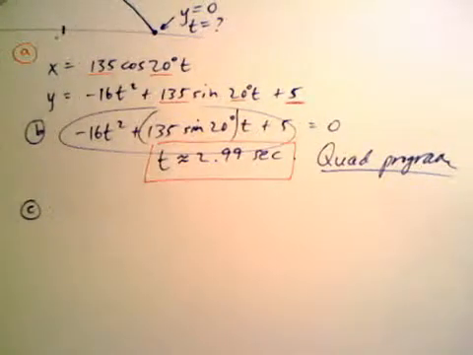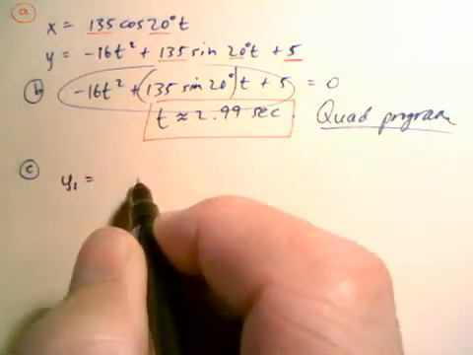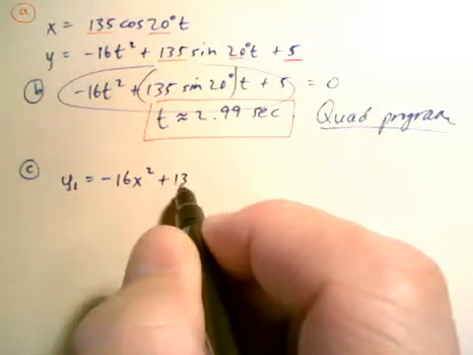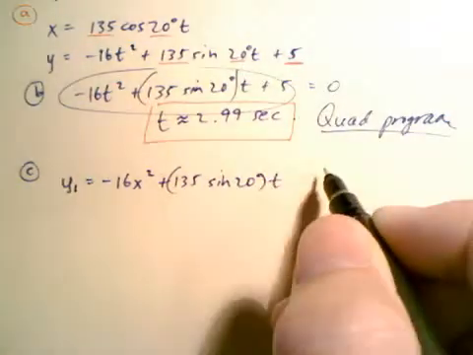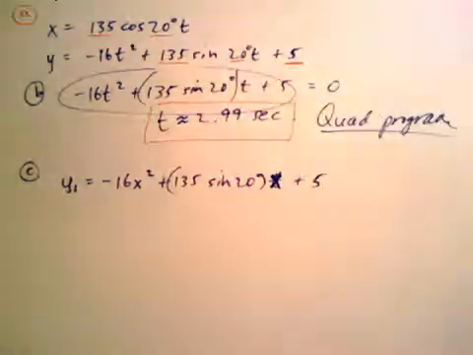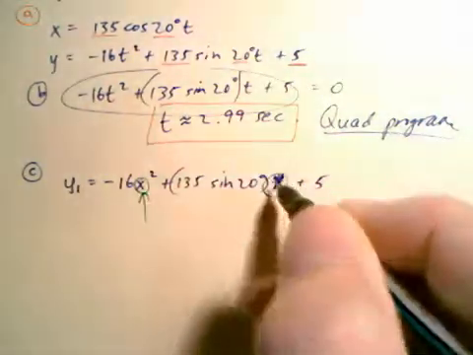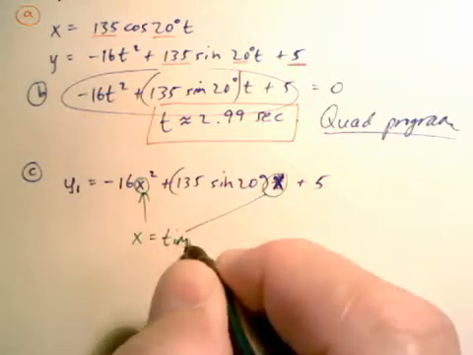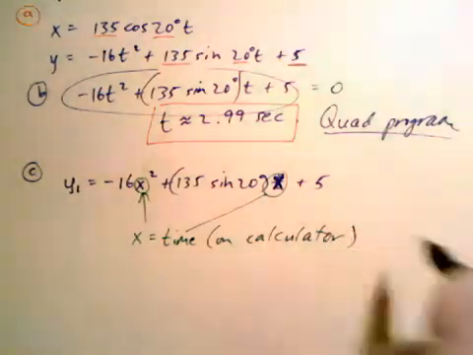Now that you know derivatives, if I were to graph y1 on my calculator, and if I did y1 as negative 16 x squared plus 135 multiplied by the sine of 20 times x, again that's 20 degrees, plus 5, then on my calculator, this x right here, x equals the time. So when I'm reading my calculator, I need to make sure I keep that in mind.